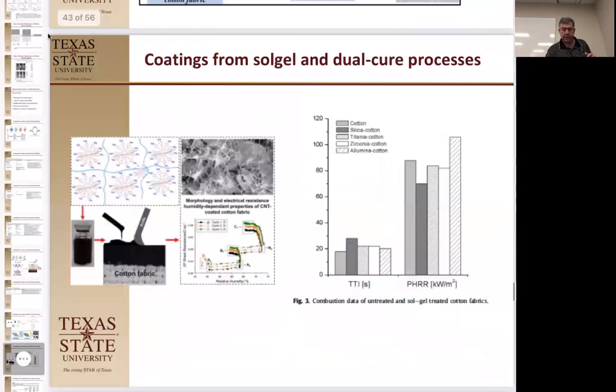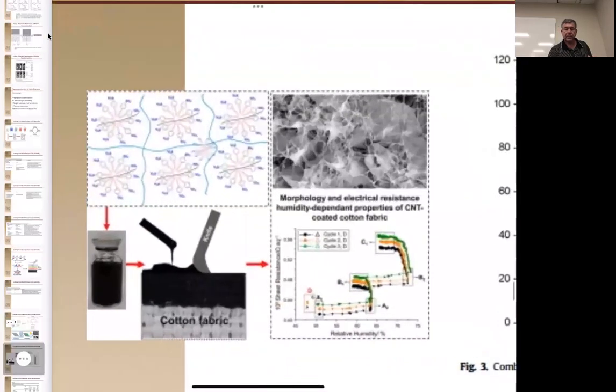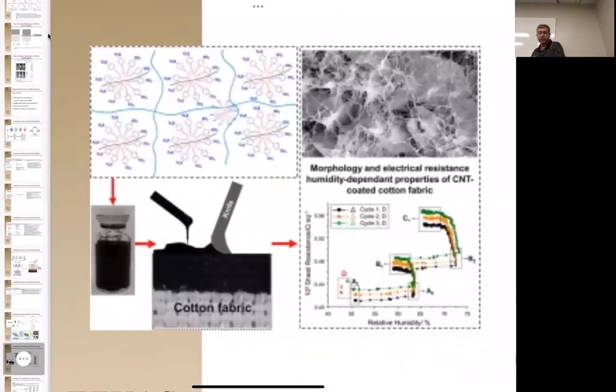Okay, so in this one right here, I wanted to show this bit with it. I don't have any results on this one, but this is actually the sol gel process that they're using, these organically modified materials, and they actually made electrically conductive sol gel cotton.